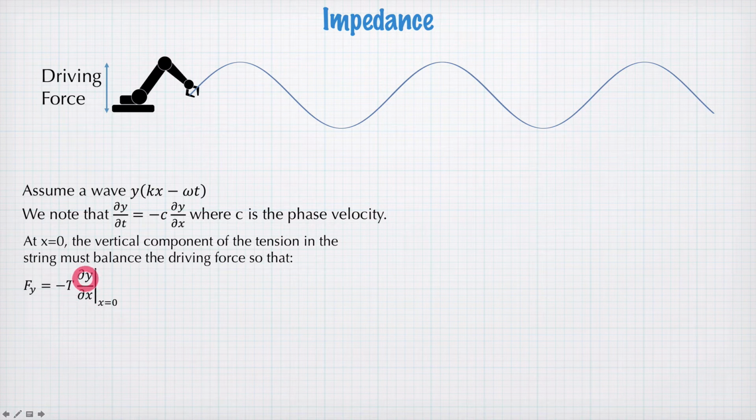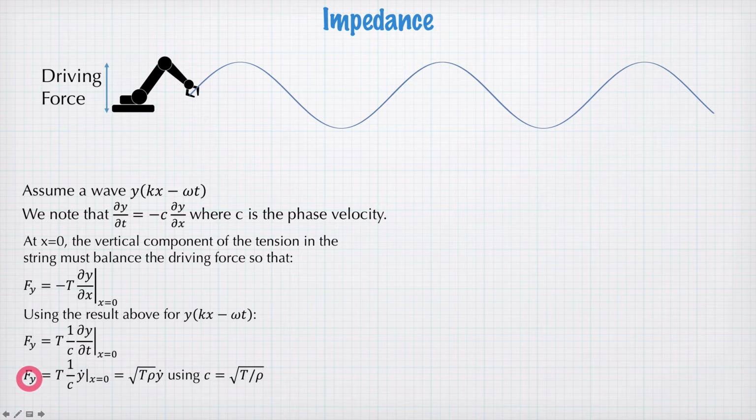This gives us the tension in the vertical direction for small angles at x equal to 0, which is the position of the robot arm. Using the result above, for relating the derivatives dy/dx and dy/dt, we can rewrite this as the tension times 1/c times dy/dt at x equal to 0. And dy/dt, well, that's the vertical velocity of the string at x equal to 0. So we can write the force applied by the robot arm is T/c times y dot at x equal to 0, or we can rewrite it as this, using the phase velocity as root T on rho.